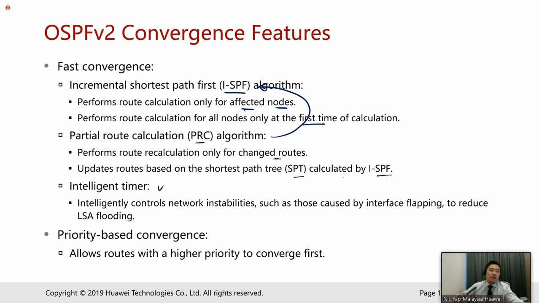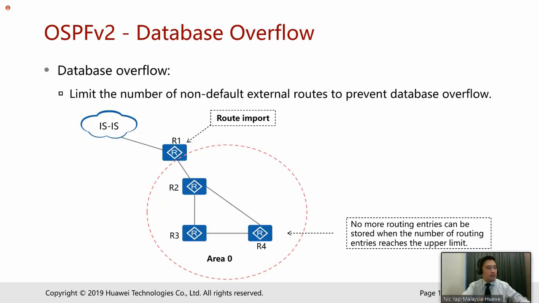You set the priority of every single route that you advertise or whichever route that you learn. You also can define the priorities: what should be calculated first, what needs to be calculated first. You can set the highest priority for it. Okay, that is the priority-based convergence.